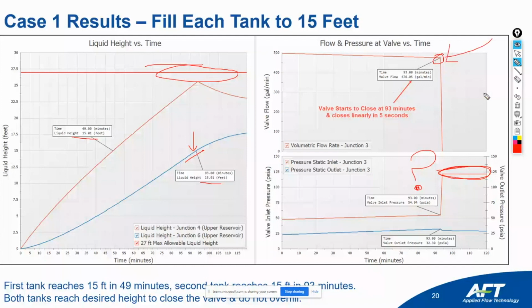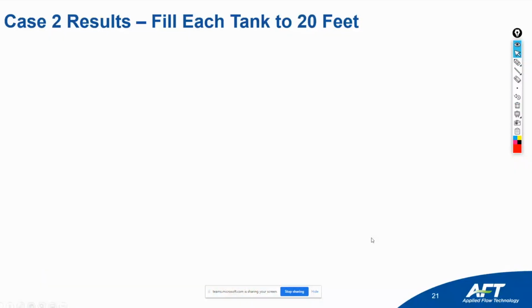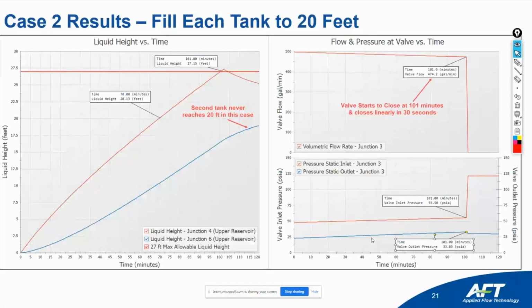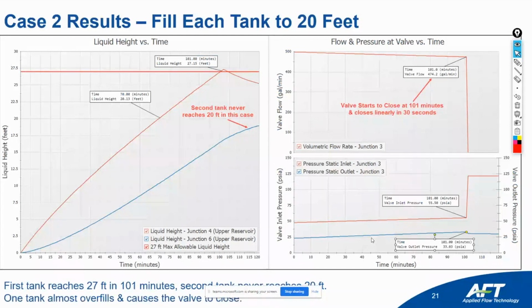Now, I'm not going to spend too much time on the second case. The main thing to see here is that when we simply want 20 feet in the tanks instead of 15, well, the second tank never reaches the 20-foot desired level, and the first tank is about to overfill. So that's what causes the valve to close in that particular case.